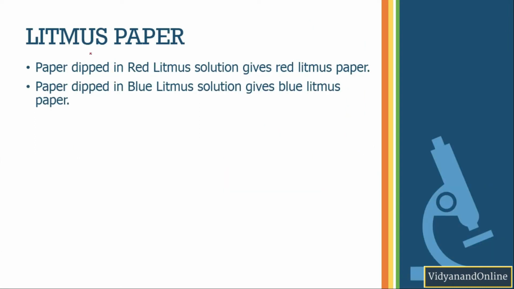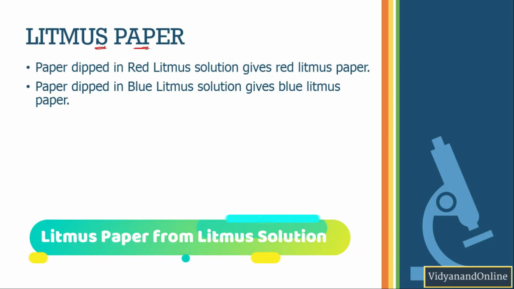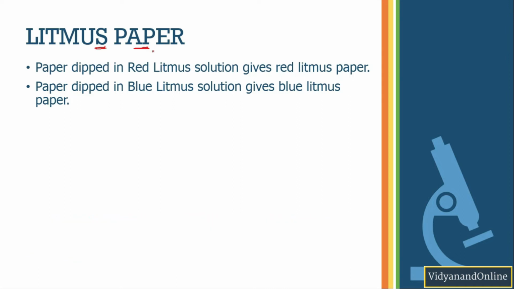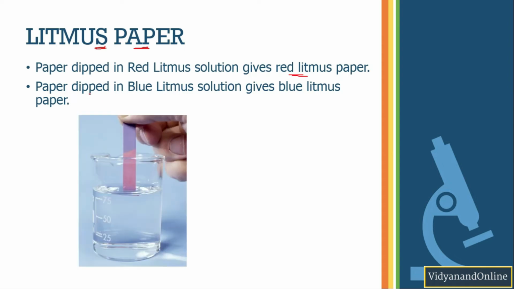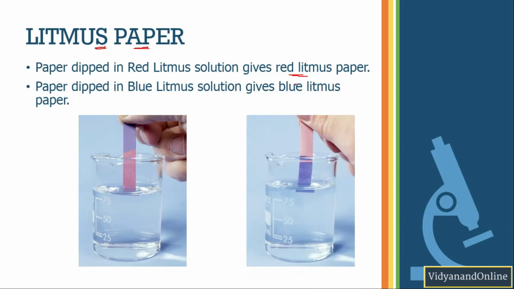So as I told you before, you can use litmus in two ways, as litmus solution and as litmus paper. Now many a time it is very convenient to use litmus paper because it is very handy. So how can we prepare the litmus paper? So whenever you will dip the paper into red litmus solution, then you will get the red litmus paper. Whereas when you will have the paper dipped in blue litmus solution, then it will give you the blue litmus paper, the way it is shown here.